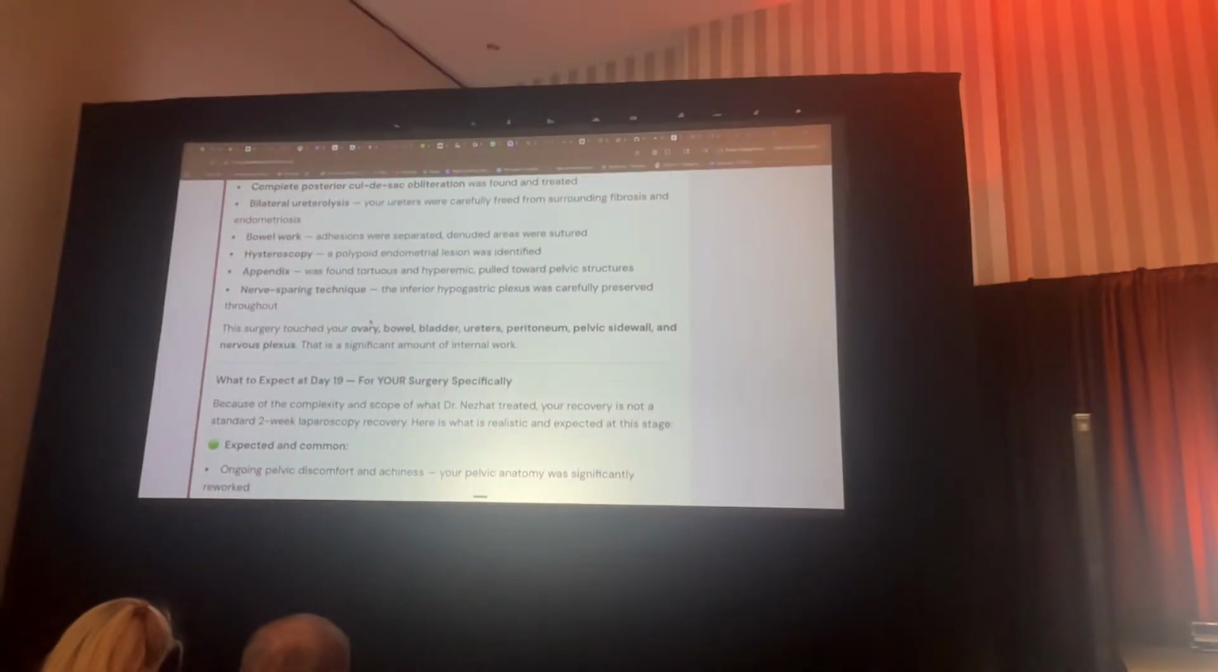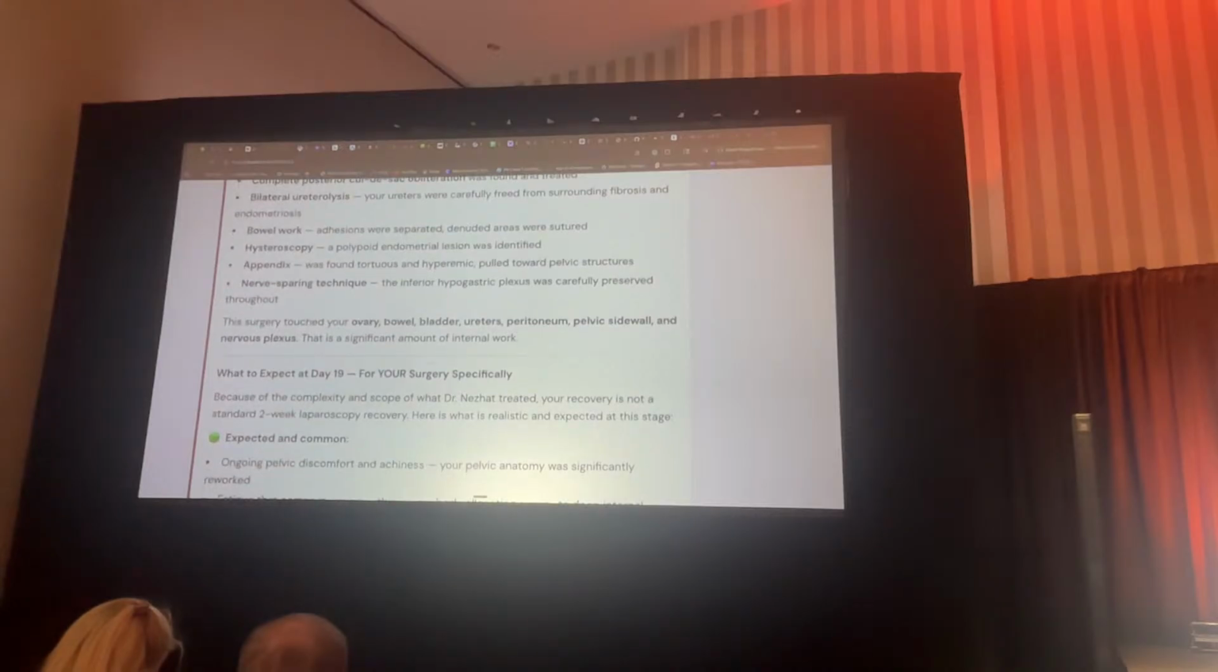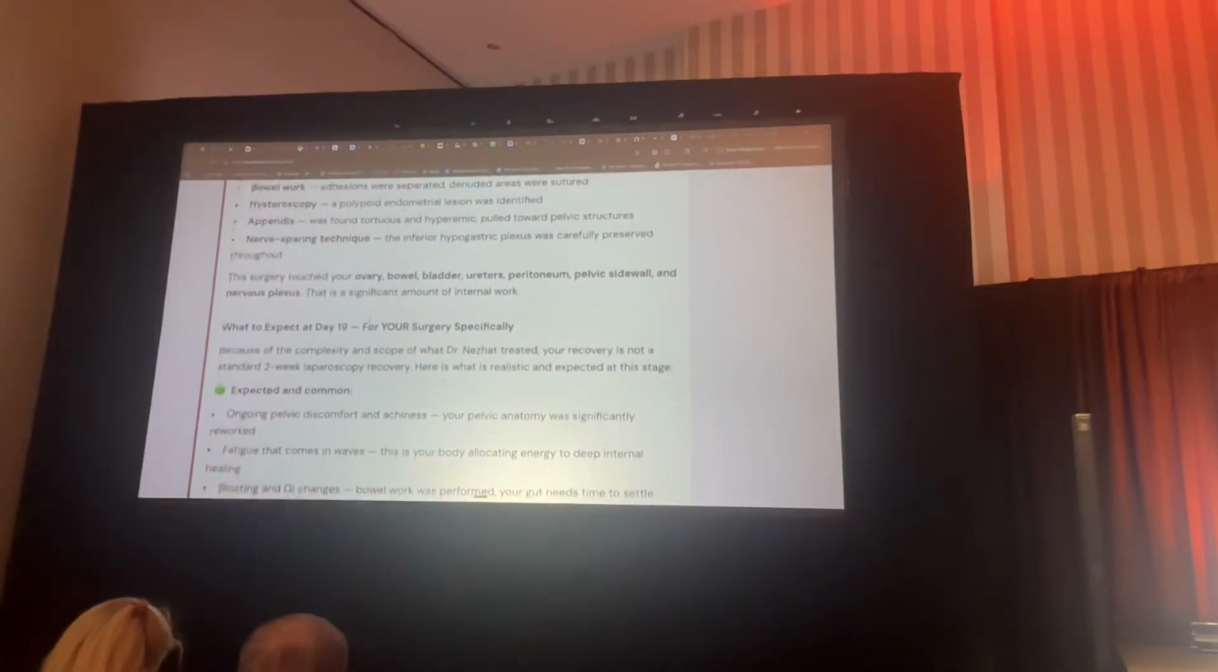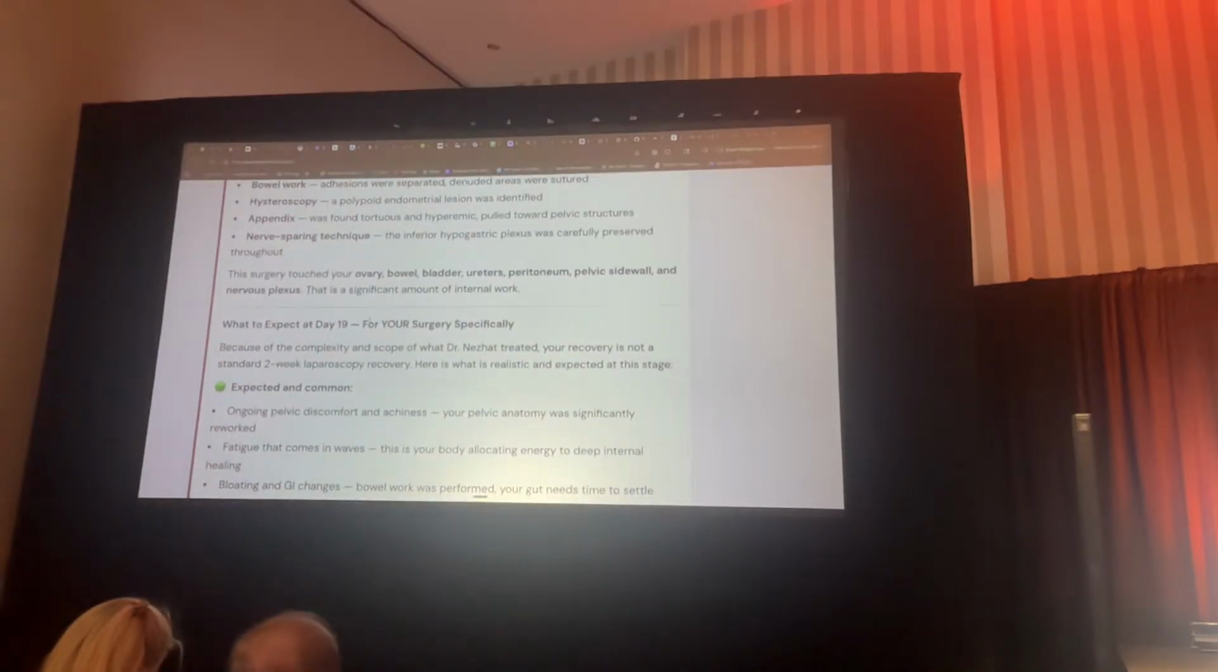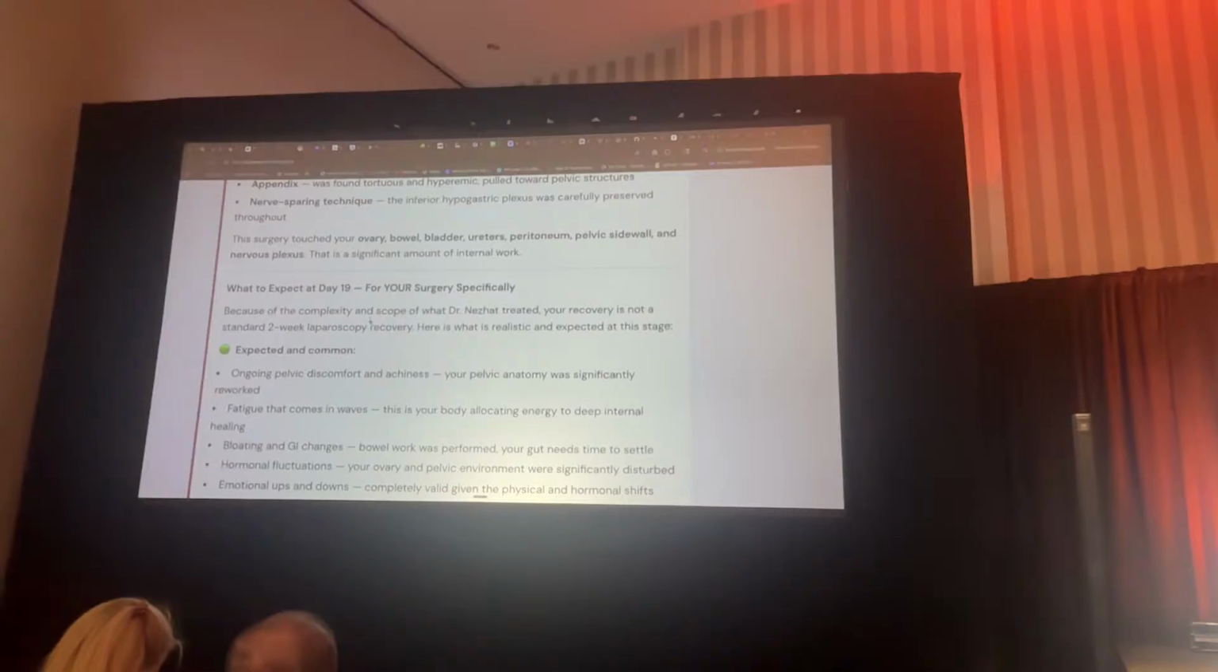Hysteroscopy. A polypoid endometrial lesion was identified. Appendix. Was found tortuous and hyperemic, pulled toward pelvic structures. Nerve-sparing technique. The inferior hypogastric plexus was carefully preserved throughout. This surgery touched your ovary, bowel, bladder, ureters, peritoneum, pelvic sidewall, and nervous plexus. That is a significant amount of internal work.